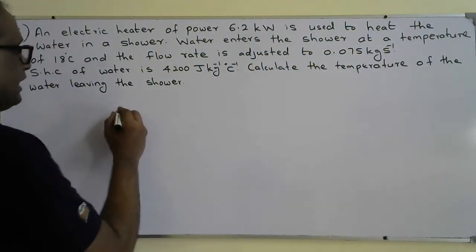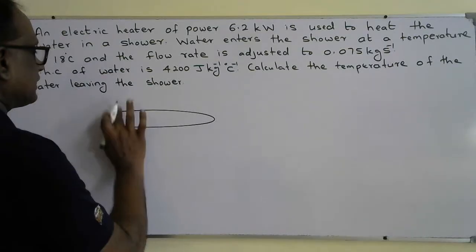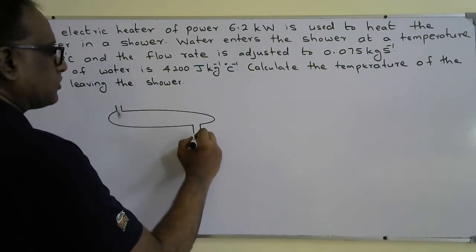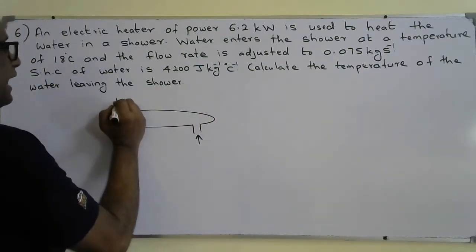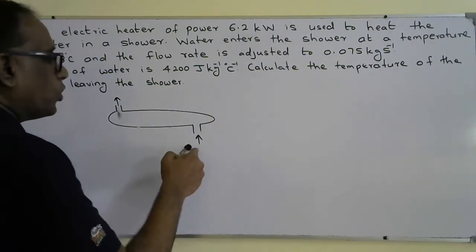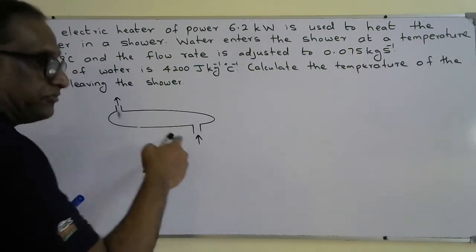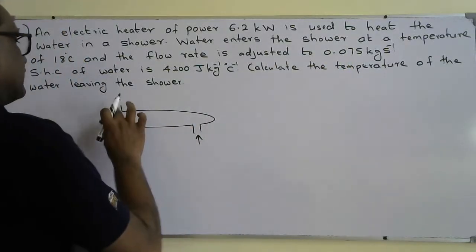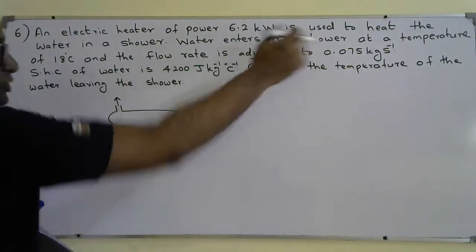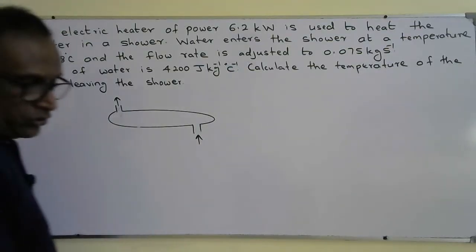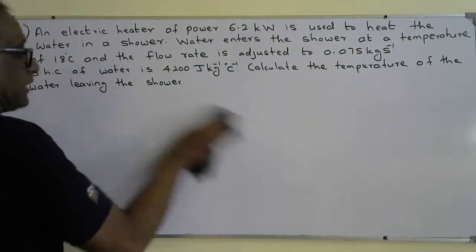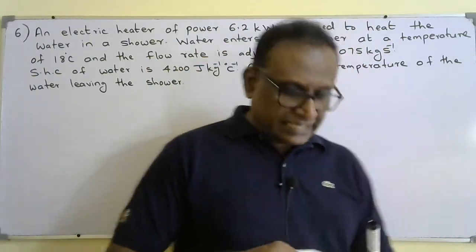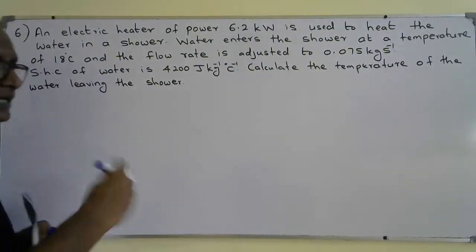Through the heater, if I imagine the heater something like this, water is entering through this one, it gets heated and leaves through this one. So we know the rate at which it enters. Every second the mass entering is 0.075 kilogram. Every second the mass of water leaving should be 0.075 kilogram because water cannot accumulate inside the heater. We assume that. So here is the energy equation for the water flowing through the heater.